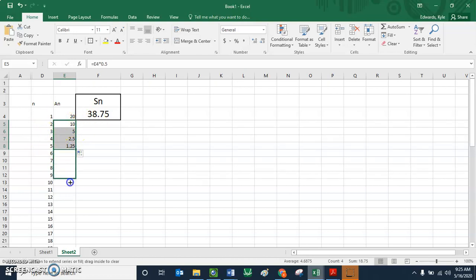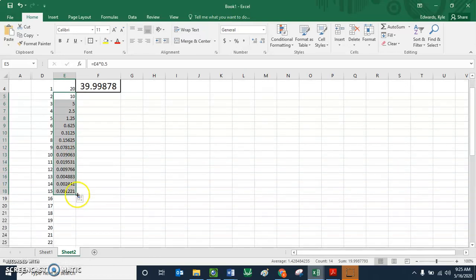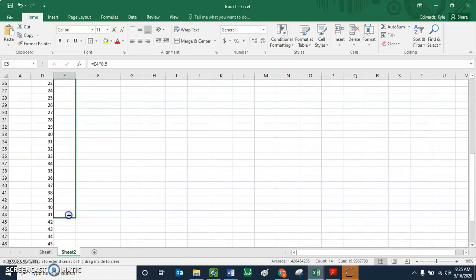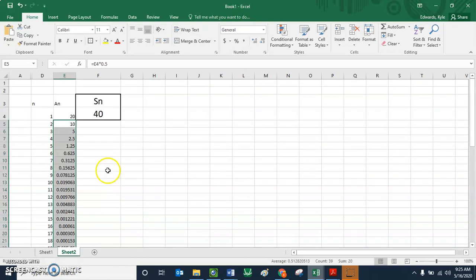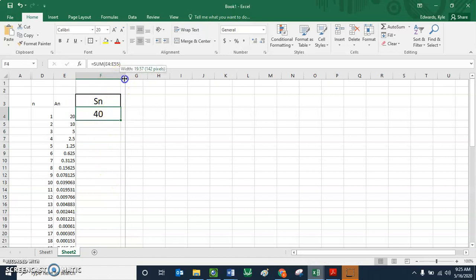But what if I did 10 terms? 39.96, already pretty close. How about 15 terms? Even closer. We're going to infinity with this, right? Each time I'm multiplying by a half, what I'm adding is getting smaller, so it's not going to blow up. Let's take it to 40, not even infinity. I'm taking it to 40. And Excel can't even differentiate anymore. It's saying, look, that is really, really, really close to 40.